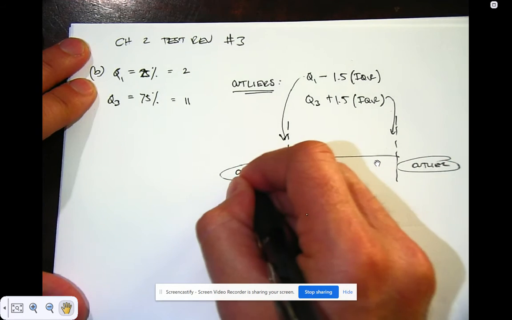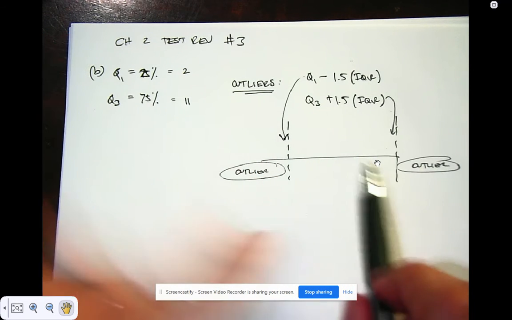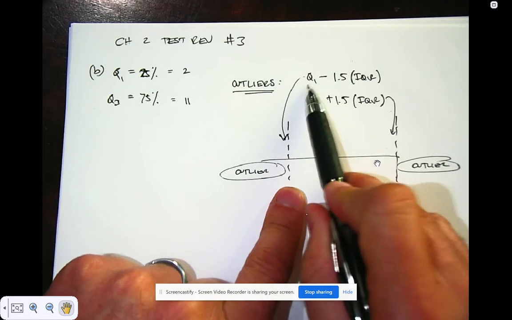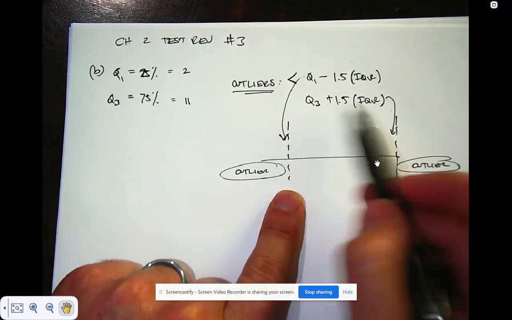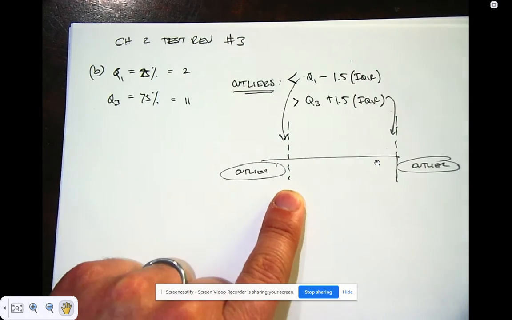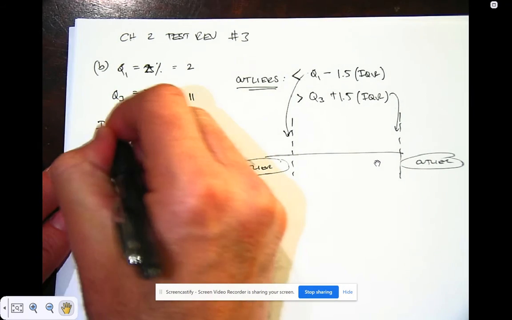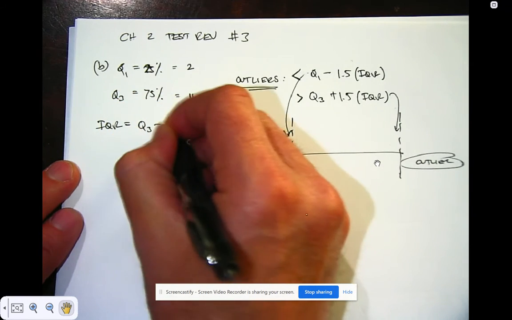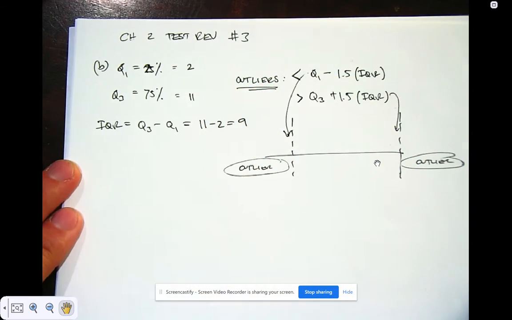Some of you were confused on this on the last quiz. So these numbers give you this window where, if you are below that, less than that, you're an outlier. And for the high end number, if you are above that, you're an outlier. So hopefully some of that visual will help you guys out. So let's find the IQR, which is quartile 3 minus quartile 1, which is 11 minus 2, or 9.